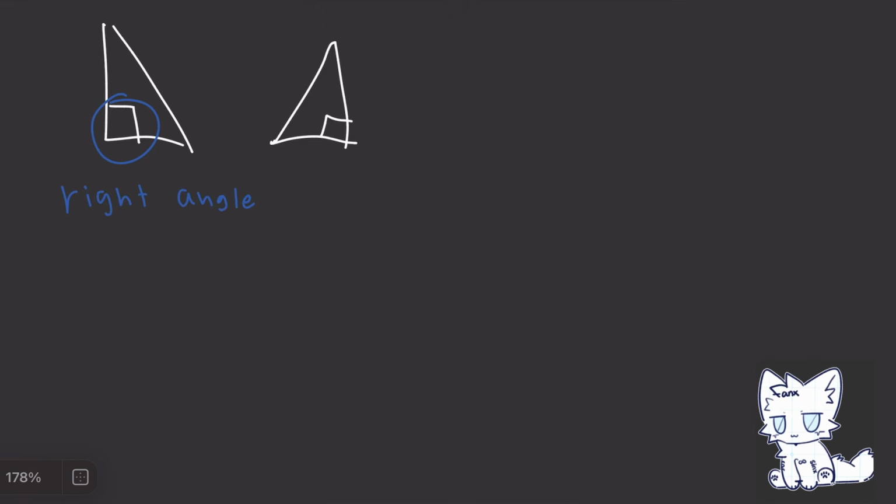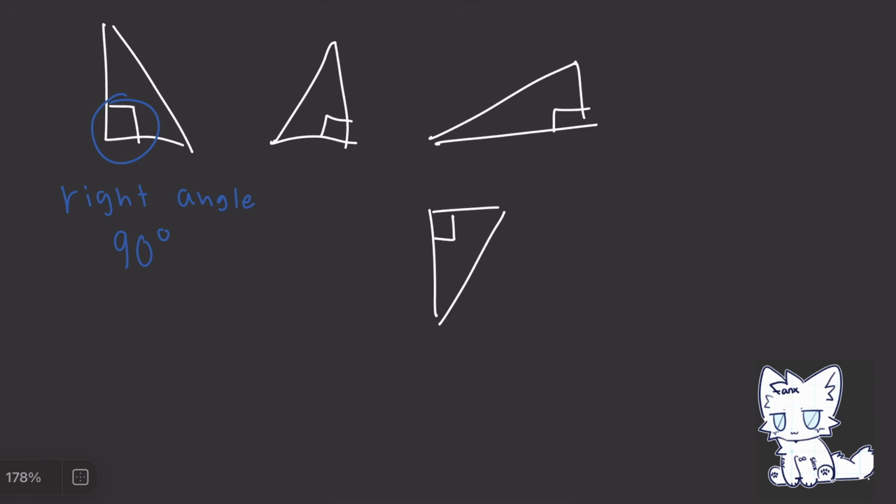That means the right angle will always be 90 degrees. So the triangle could be in any formation, as long as you know that it's a right triangle, the Pythagorean theorem can be applied. All right, let's move on to applications.